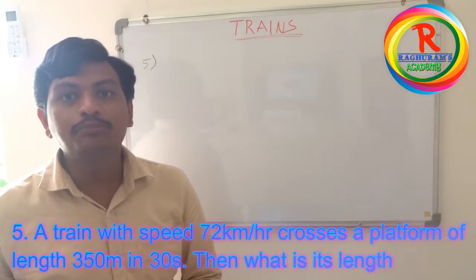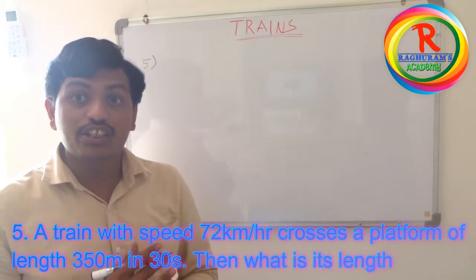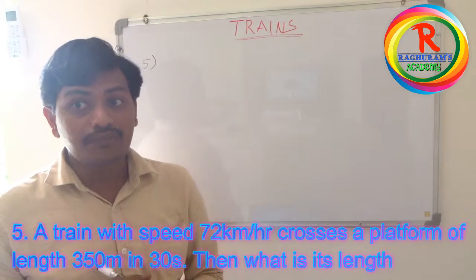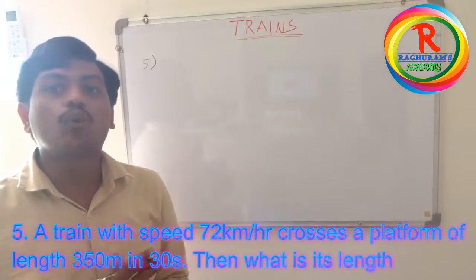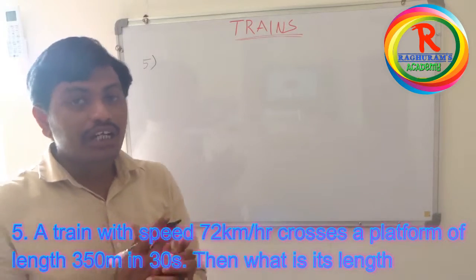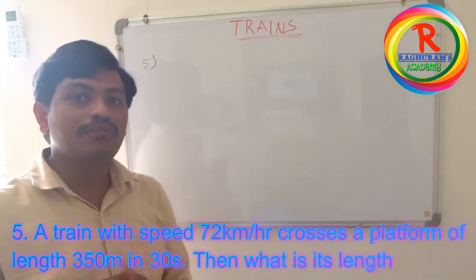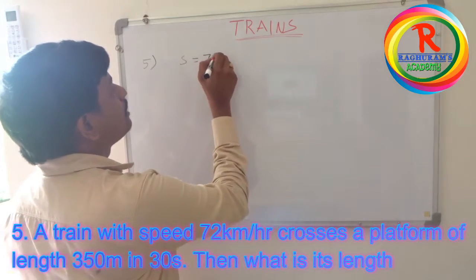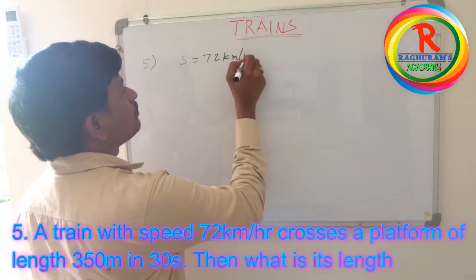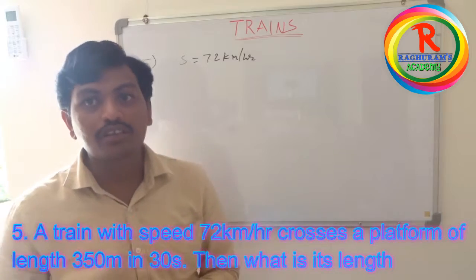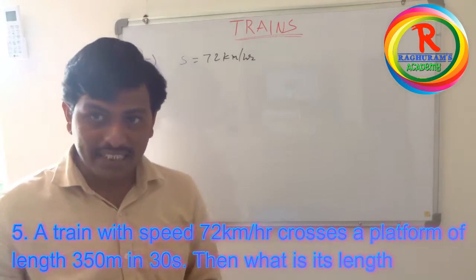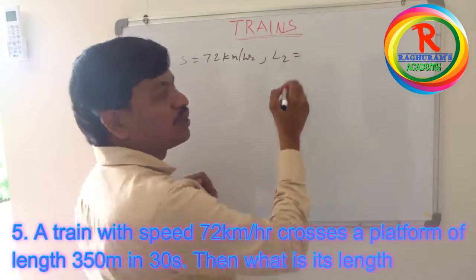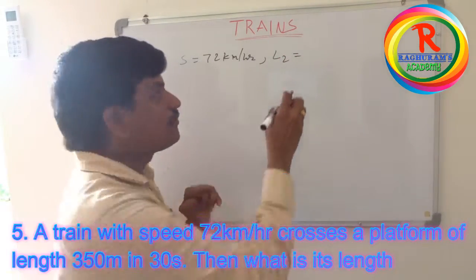Let us see the fifth problem. A train with a speed of 72 kilometers per hour crosses a platform of length 350 meters in 30 seconds. Then what is its length? Here in this case, what are the given values? A train with the speed is given. Speed is 72 kilometers per hour. And it crosses a platform of length. Platform length, how do we take it? L2. What is L2? 350 meters.